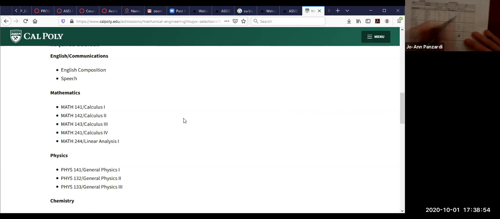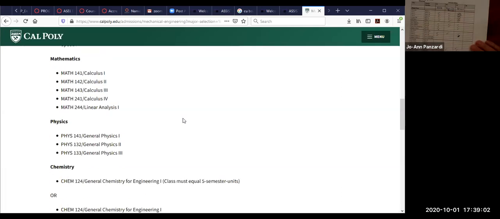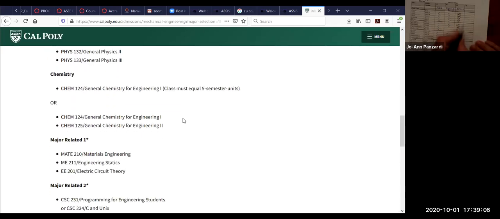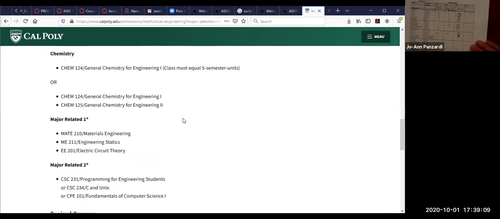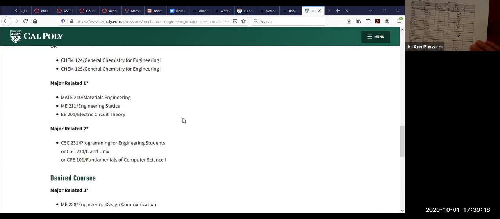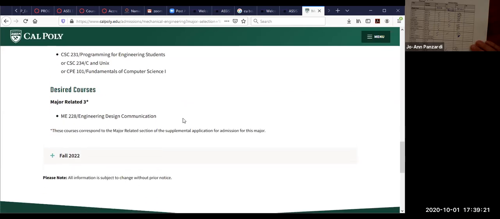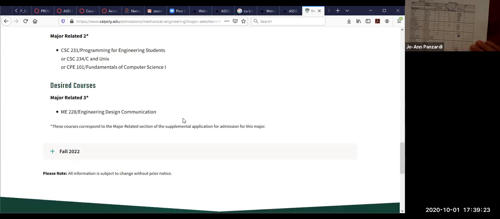So I am going to circle. They want to see all these math classes before you transfer. They want to see all the physics classes before you transfer. They want to see the chem class. They want to see materials. They want to see statics. They want to see circuits. They want to see programming. They want to see 25 and 26. Okay. All right, I'm going to stop sharing.